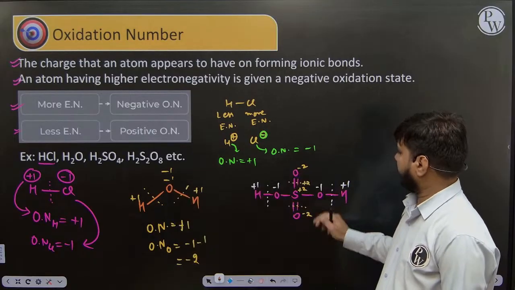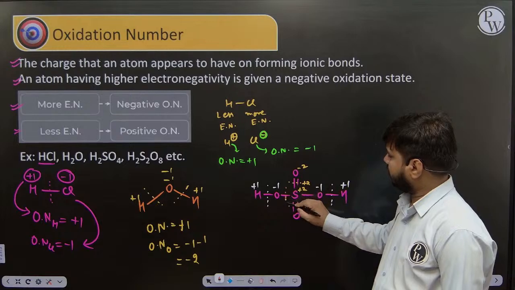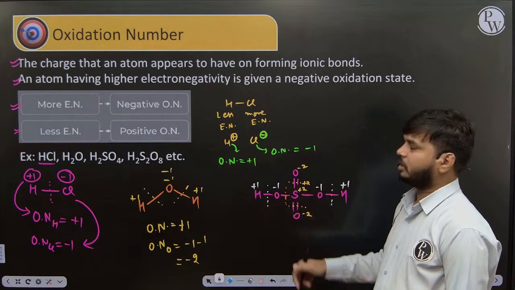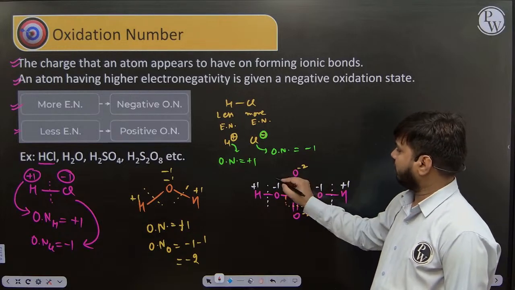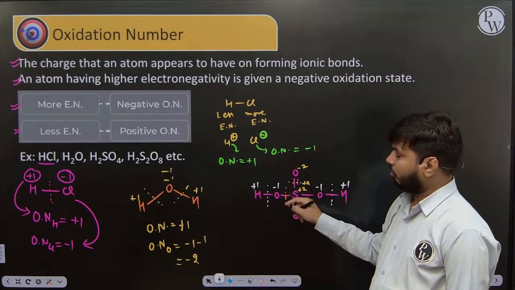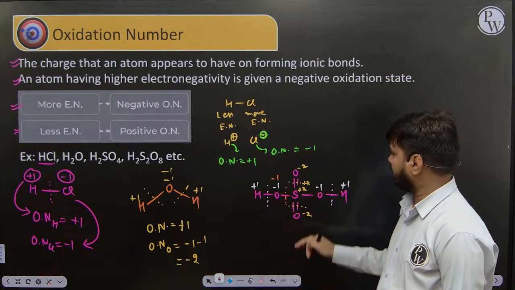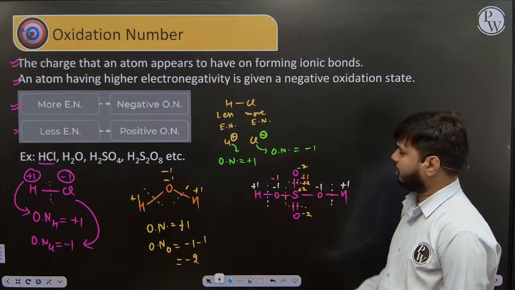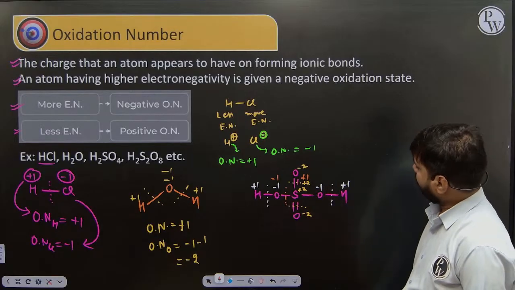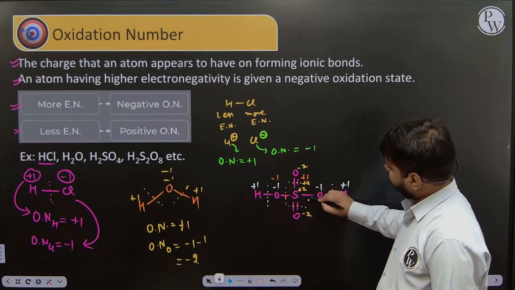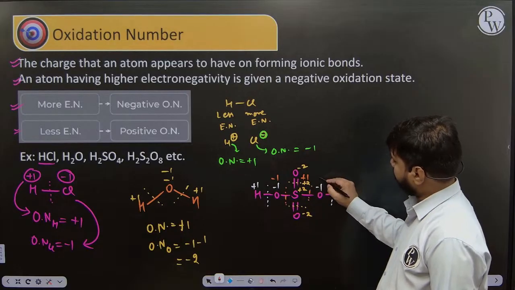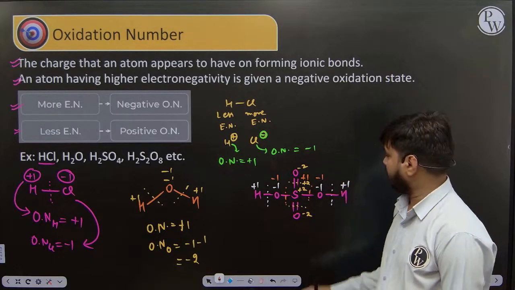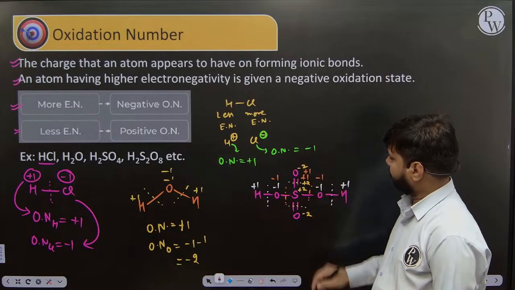Okay, next, oxygen and sulfur. Oxygen is more electronegative. So due to the single bond, oxygen will get minus 1 and sulfur will get plus. Similarly, if you break this sulfur-oxygen bond, oxygen is more electronegative, so minus 1, and sulfur will get plus 1.